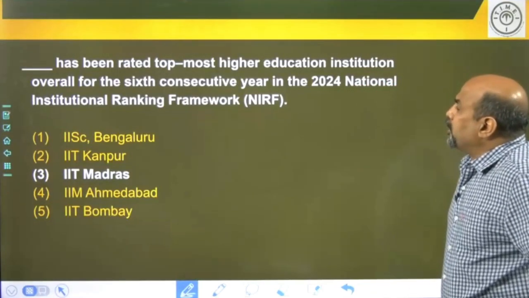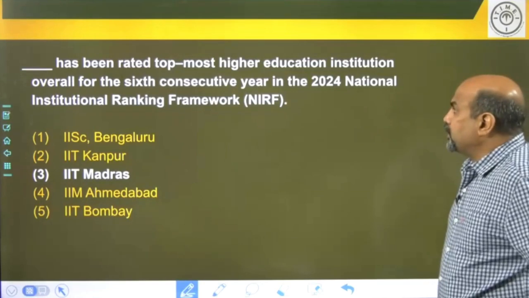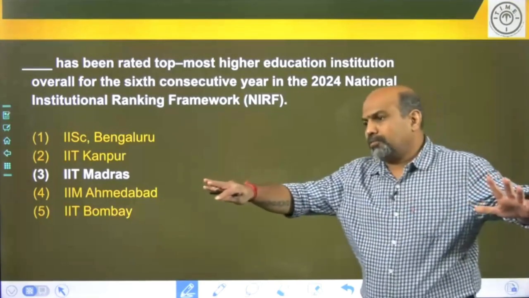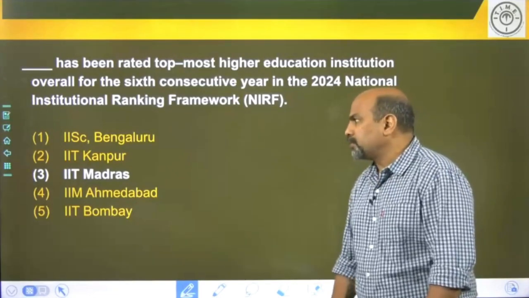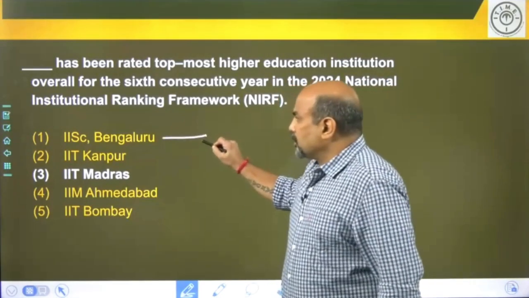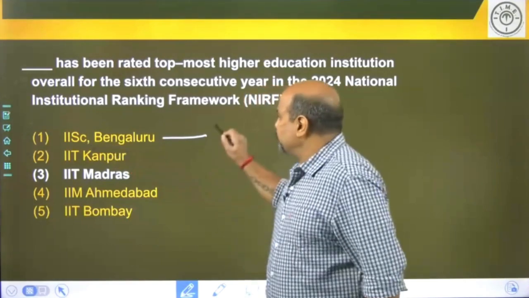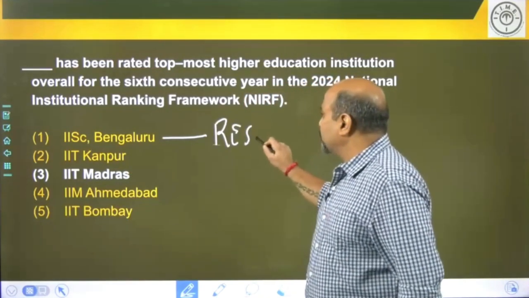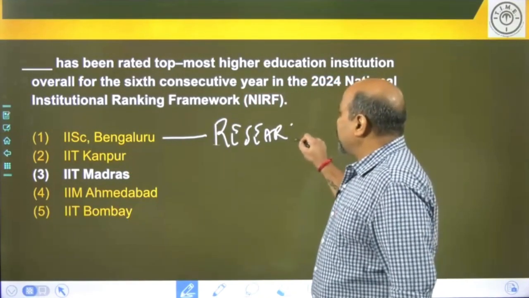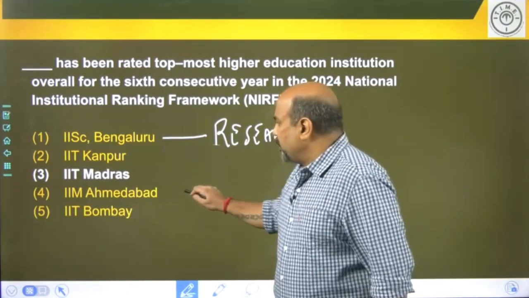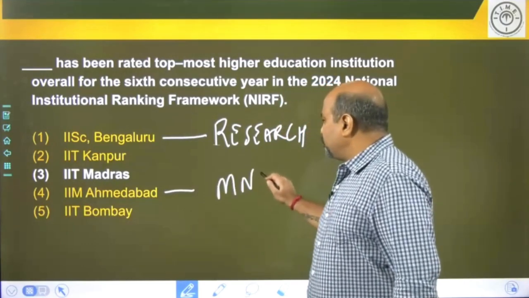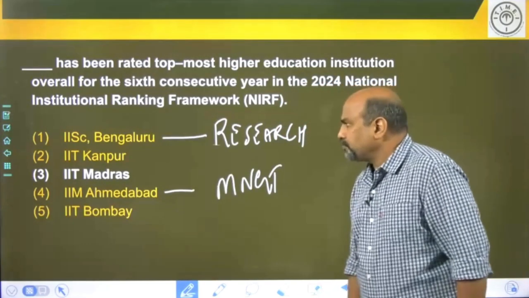Which has been rated India's best educational institute for the 6th consecutive year across categories? IIT Madras. Across categories, IIT Madras. Best research institute in India, IISc. Best research and best university, two categories. Ahmedabad, best management institute.